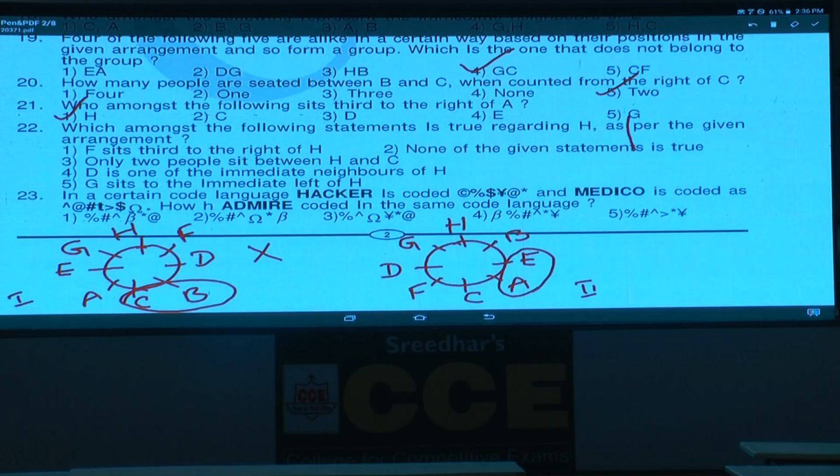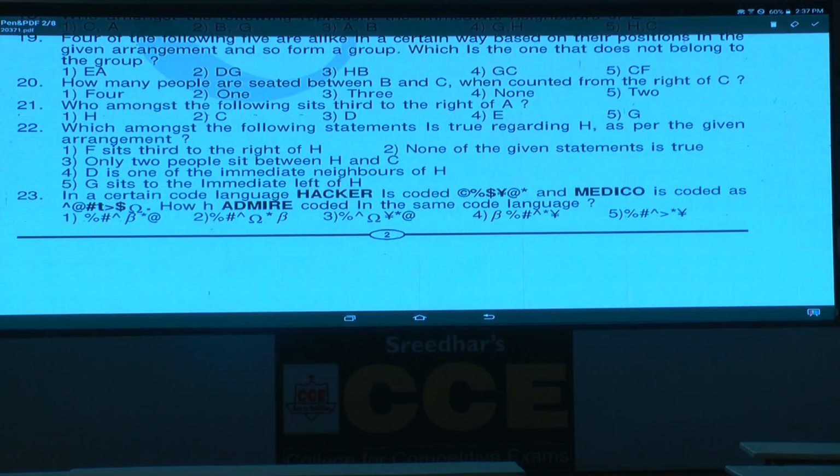And 22nd, which among the following statements is true regarding H as per the given arrangement? F sits third to the right of H. F is seated third to the right of H, true or false? Definitely true, because H is facing towards like this, and F sits third to the right of H. It is given in choice 1. Now, this is about question numbers 18 to 22. The choices are 3, 4, 5, 1 and 1. Then question number 23.